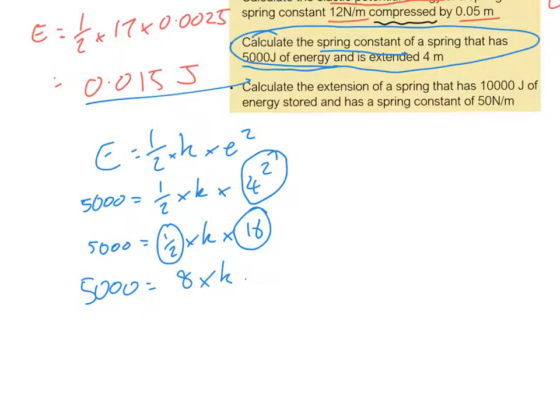We now need to get rid of times 8 to leave k on its own. So we do the opposite and divide by 8 on the other side of the equation. That cancels that out. And we have k equals 625 newtons per metre.